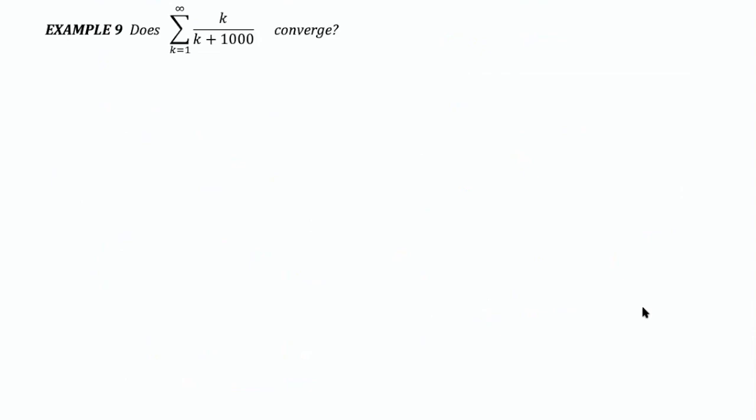All right, so here is one final example. I'm going to write out the first few terms of the series. k goes from 1 to infinity. So we're going to have 1 over 1 plus 1,000, which is 1,001, plus 2 over 2 plus 1,000, which is 1,002, plus 3 over 1,003, plus 4 over 1,004.